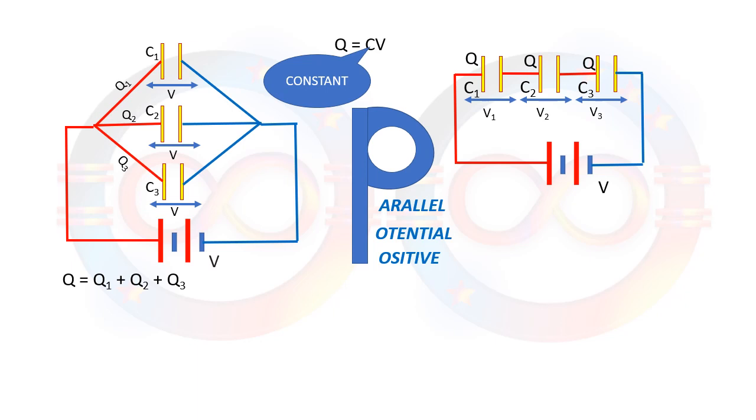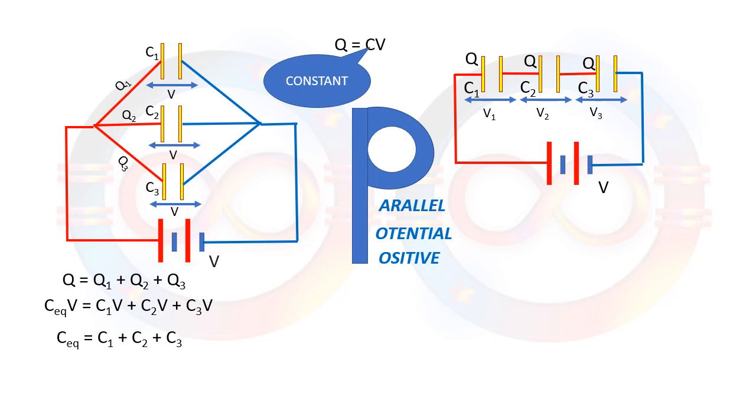So here is the parallel combination, where charge is conserved. So total charge is equal to Q1 plus Q2 plus Q3, and the formula is Q is equal to CV. For equivalent, we write Q is equal to C equivalent V, Q1 is equal to C1V, and so forth, and then C equivalent is equal to C1 plus C2 plus C3. It is added in parallel combination.